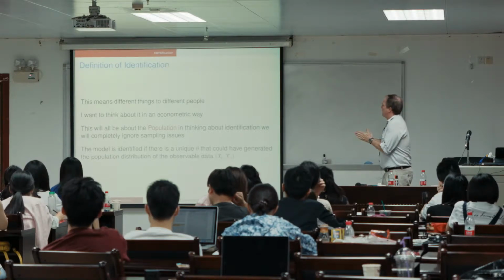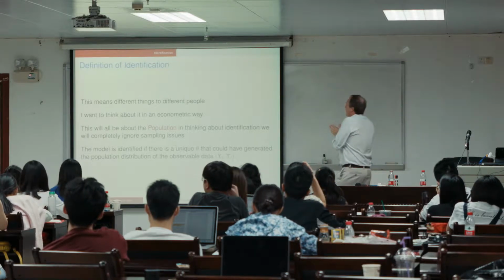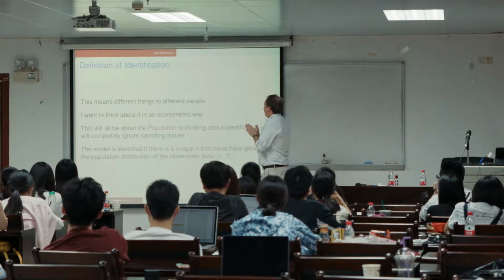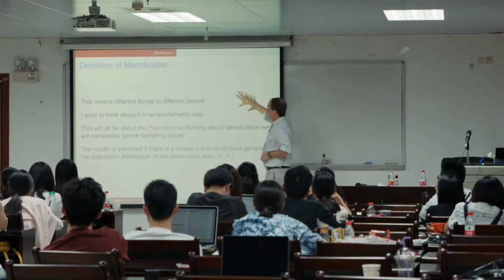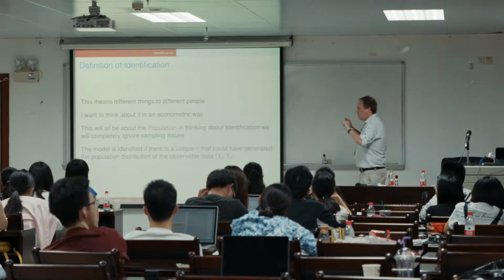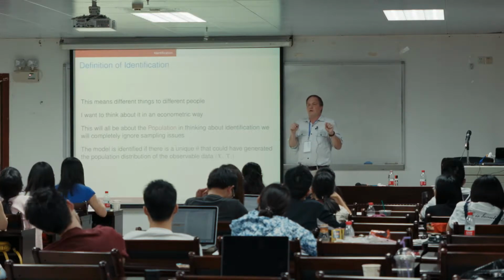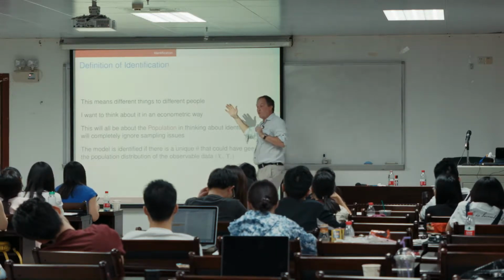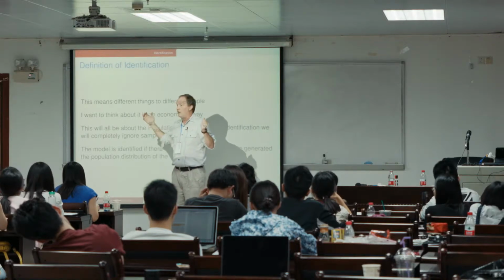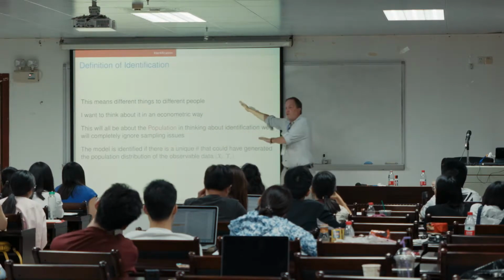So I want to think about this in more of an econometric way. Again, this is one of these terms that means different things to different people. The key thing from an econometric point of view of identification is all about the population. The question in identification is we're going to completely abstract from sampling issues. We're going to assume that we have an infinitely large data set. I can observe the population version of my observables.